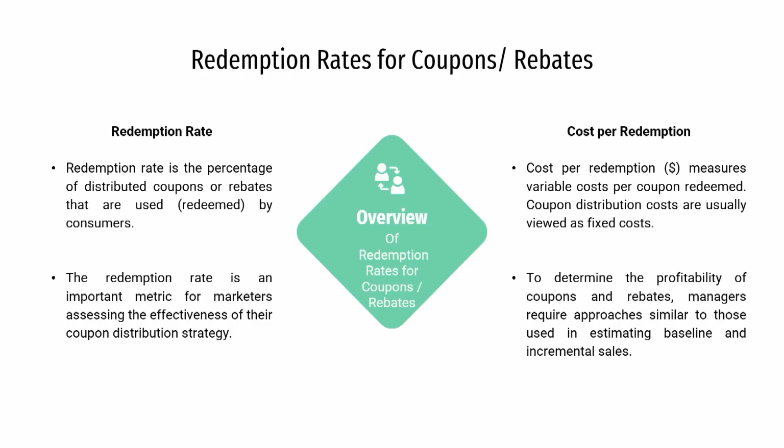We will start our discussion with the very definition of redemption rate. Redemption rate is the percentage of distributed coupons or rebates that are used by the consumers. Let us say I have distributed 1000 coupons and out of these only 500 claims have been made, then my redemption rate will be 50%. But in reality, 50% is a very big number.